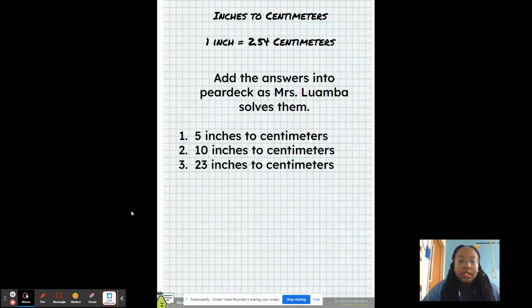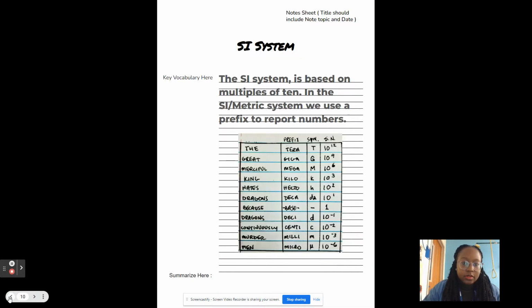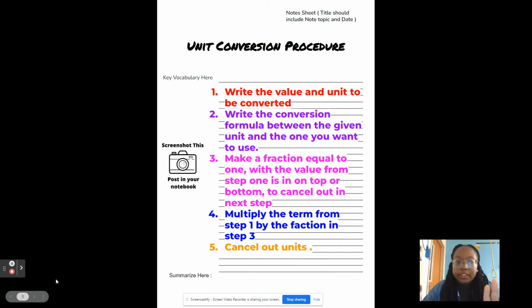So hold on, how do I hide that? All right, so I'll give you a moment to screenshot this. You can pause the video and screenshot it. But this will just add that to your notebook, in case you forget how to convert things, you can just use this procedure.